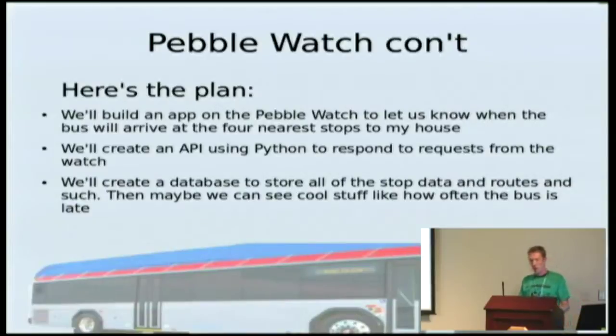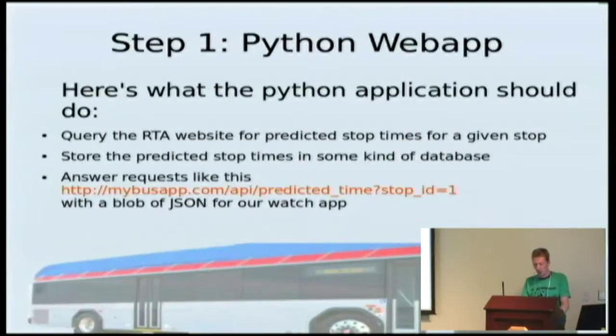Okay, so here's the plan about how we're gonna figure out what to do. We'll build an app on the Pebble Watch that will let us know when the bus is coming for the 4 nearest stops to my house. So that was the map earlier. We're going to use Python to make an API to respond to requests from the watch. And then we'll create a database to store all this stop data and routes that we can use for Python to respond, and then maybe we can run some analytics on it later to see stuff like, I don't know, is this bus late every day or is it just a few days, and how long is the longest wait time? And then we can do stuff with the data.